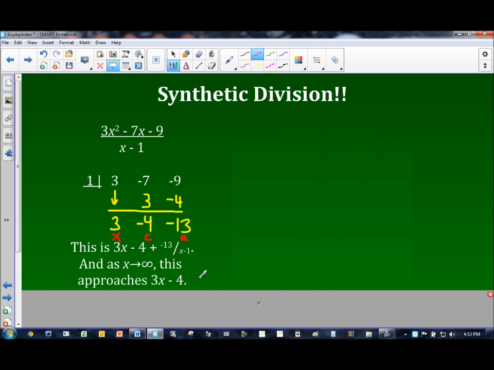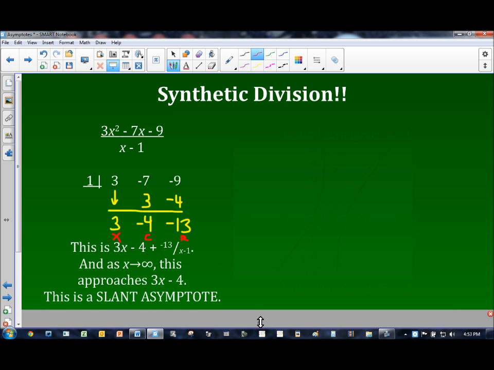And what happens is that gets really big, that stays at 4, but this fraction at the very end goes off to 0 because I've got an x in the denominator, and that makes this fraction approach 0 as x approaches infinity. So as I approach infinity, this function looks a lot like 3x minus 4, and it gets closer and closer to that function because this remainder gets smaller and smaller. So since that is the equation of a slanted line, I would say that this is a slant asymptote.